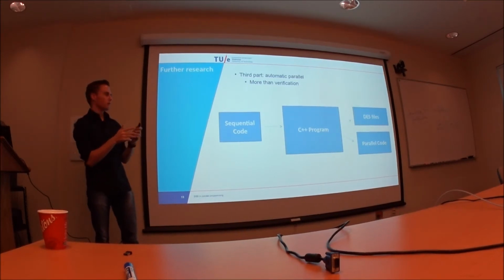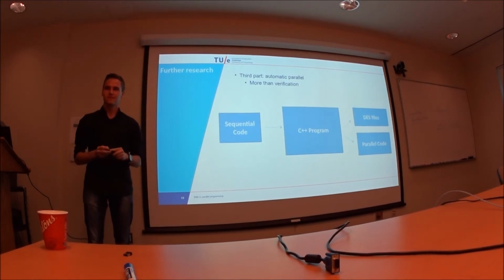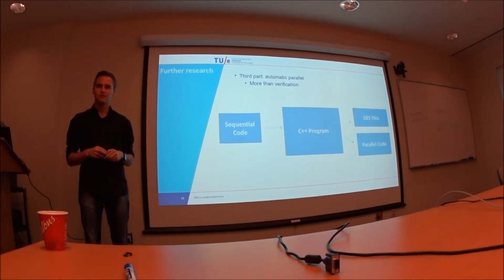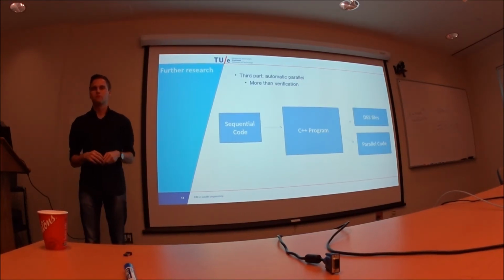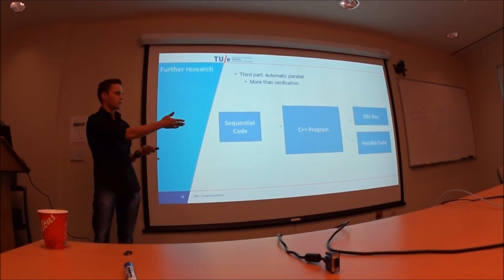And as well, your question? So for that step, are the DES files and the parallel code generated separately, or are you generating the DES files first and then using those to create a parallel version? Right now it only creates the DES files, and from that you can get the parallel code, but it's also possible to write it to a separate parallel file.